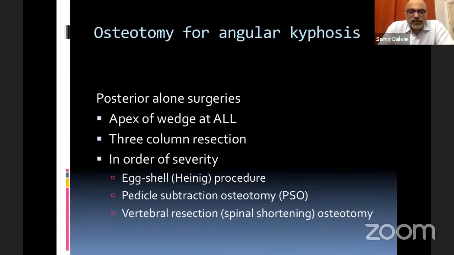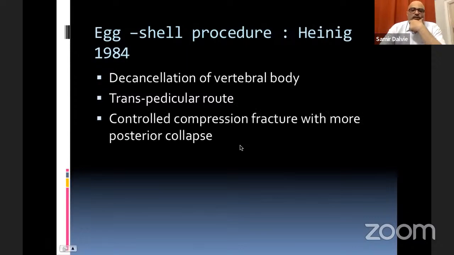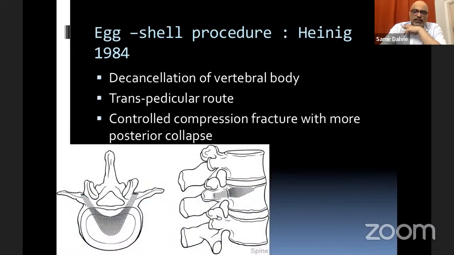In the order of severity, there are 3 surgeries. I'll show you diagram-wise. The first is known as the eggshell procedure or Heinig procedure, where through the pedicle you go and decancellate the vertebral body. You go in through the pedicle on both sides and you decancellate, you pour out this vertebral body.